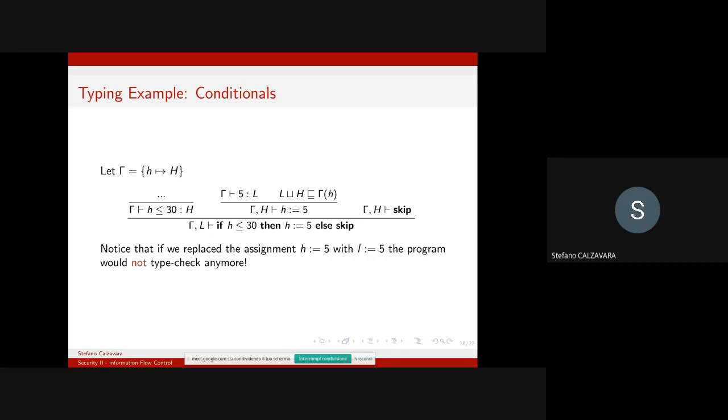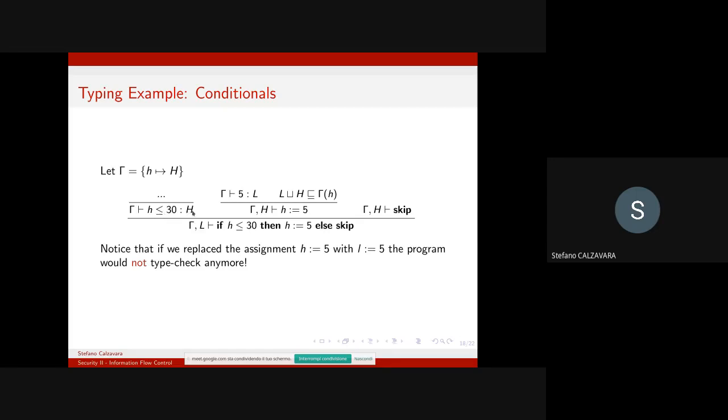So this program cannot violate non-interference. And indeed, this is a program we are actually able to type check. This is a conditional. Once we want to type check a conditional, we have to first type check the guard, and the guard is H less or equal than 30. I omit part of the type derivation, you can complete it as an exercise. This guard is high, and this makes a lot of sense because it depends on high confidentiality data.